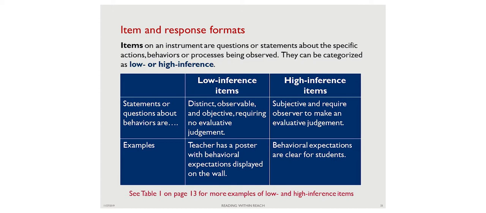Anyone with any level of expertise should be able to identify whether that behavior happened or not. High inference items, on the other hand, are more subjective, and require observers to make an evaluative judgment or some level of judgment. For example, behavioral expectations are clear for students. Well, what does it mean to be clear? That would have to be defined, and the observer would need to know how to score whether it's clear or not. So this item is a bit more difficult without some understanding of what it means for behavioral expectations to be clear.